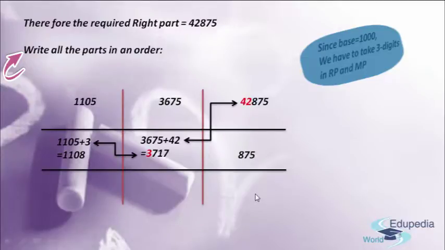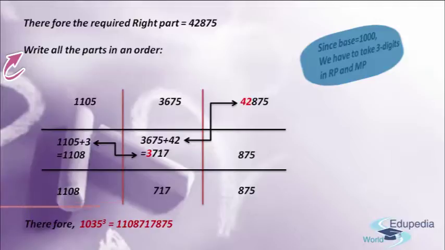So here in the right part we have got 875, in the middle part we got 717, and in the left part we have got 1,108. By clubbing all the answers what we have got, we get the final answer, that is 1035 cube is equals to 1,108,717,875. So friends, this is the way how we can use Yavadunam Sutra as well as Anurupena Sutra in finding the cube of a given 4-digit number.